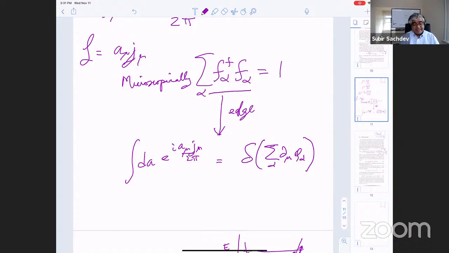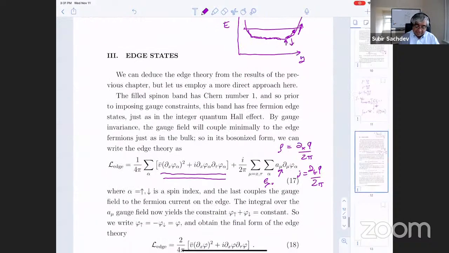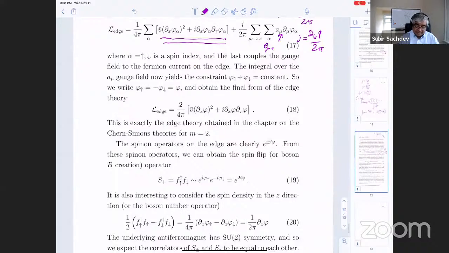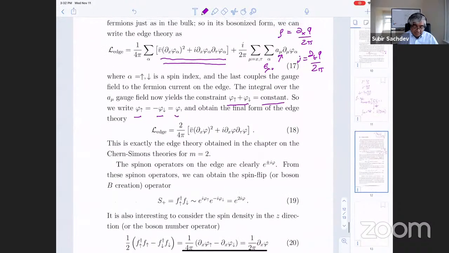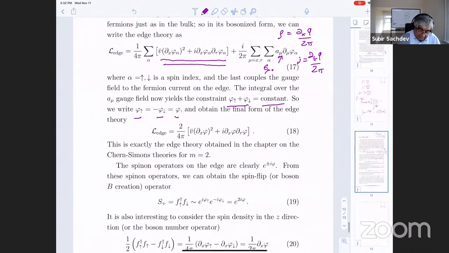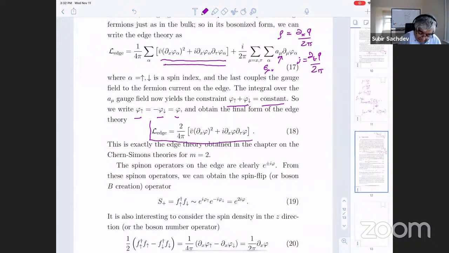And quite remarkably, on this edge theory, this constraint is very easy to impose exactly. You just put this delta function and say phi up plus phi down is a constant. The constant doesn't matter, so you make that equal to 0. So that means phi up is minus phi down, which is phi. And now you plug this in here, and you get your edge theory. And you get the edge theory with the famous factor of 2.